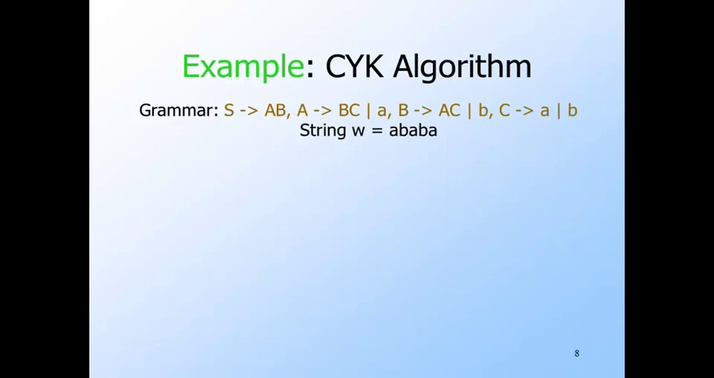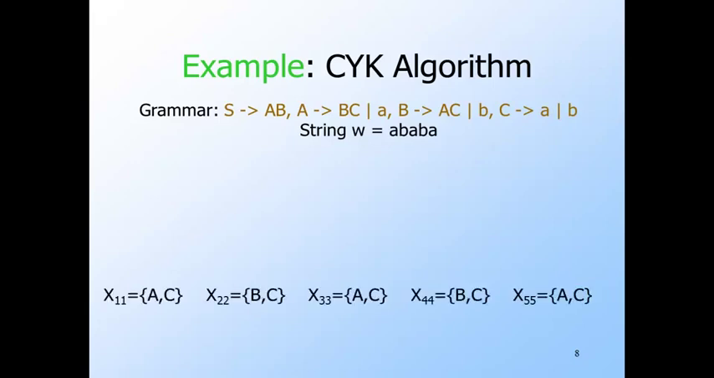We're going to do an example of the CYK algorithm. Here's the CNF grammar we'll use, and the input string w will be ABABA. It is of length 5, so we're going to compute sets of variables X sub ij for i less than or equal to j, i greater than or equal to 1, and j less than or equal to 5. That's a triangular array.